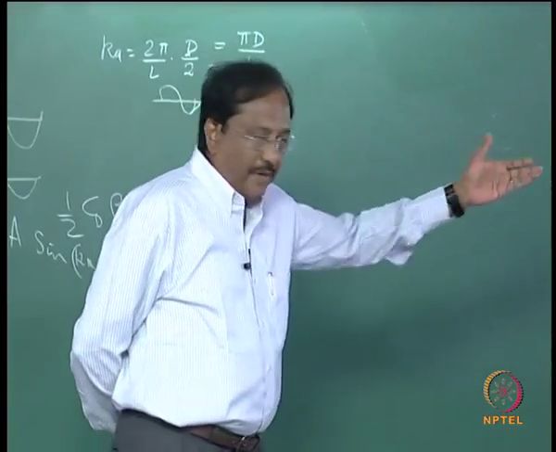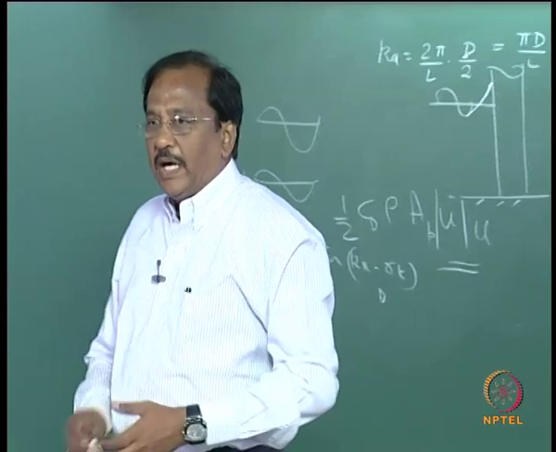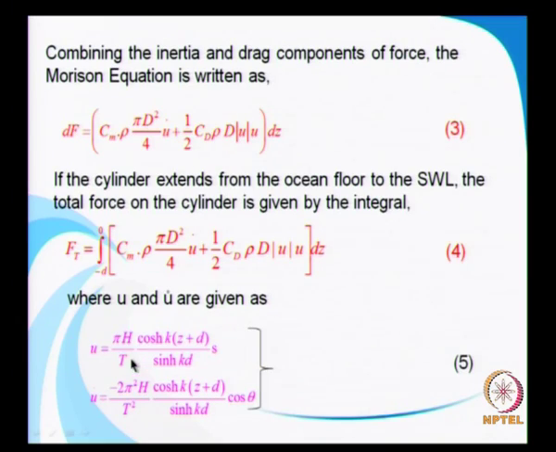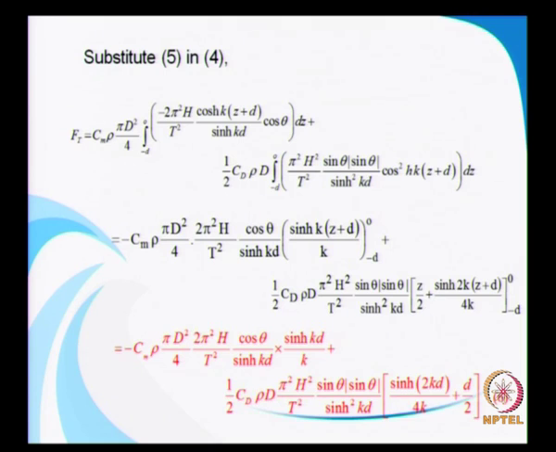So, herein you have to substitute the expressions for u and u dot, which we have seen earlier. So, this should be sin theta and then cos theta. So, these two components will be out of phase. So, substitute in this equation, carrying out all the integration, you will come across this expression and we will continue this later.